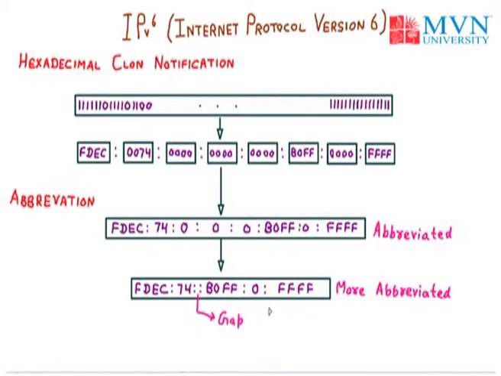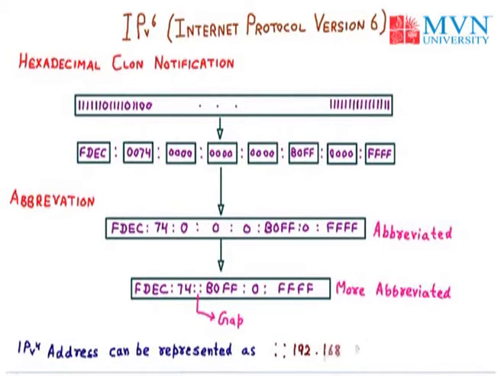The next question in our mind is how to represent the IPv4 address in IPv6. The IPv4 address can be represented in IPv6 with the prefix as a colon, then the particular IPv4 address, just like 192.168.63.71. So that is the abbreviation and hexadecimal colon notation of the IPv6 address.